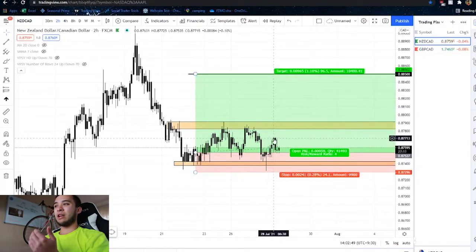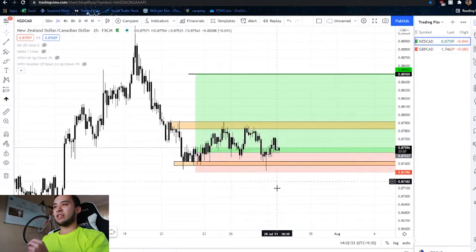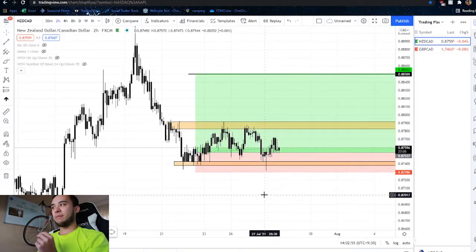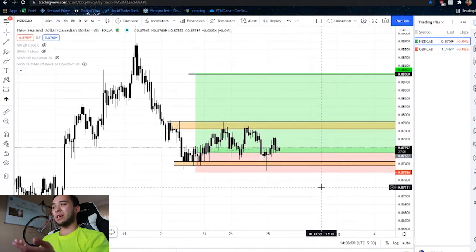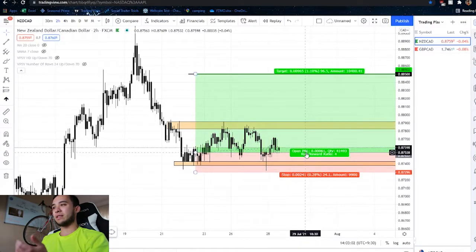It does look like a lower high has been formed from here. So I don't know. It's not a great trade, to be honest. I am trying to think about, should I take this out? Should I just close it at pretty much break even? Should I set stops to break even and see what happens?